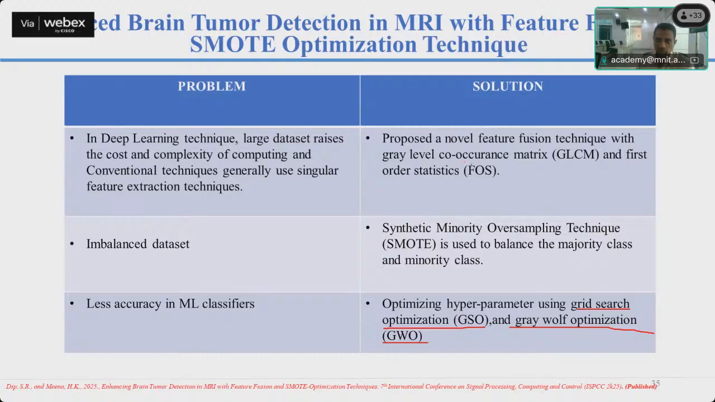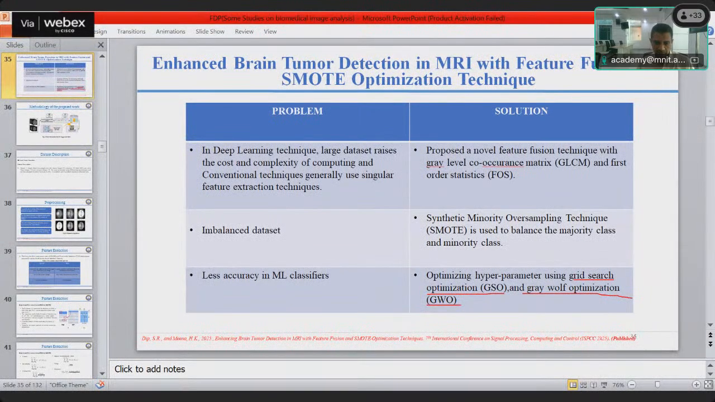Do you recall the gray level co-occurrence matrix? Yes or no? Just a minute, let me show you the gray level co-occurrence matrix.